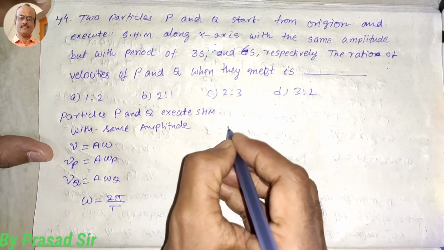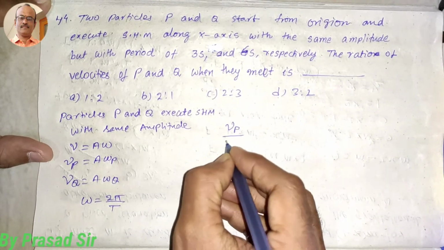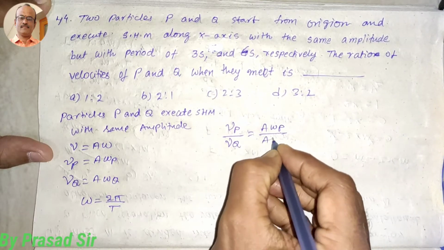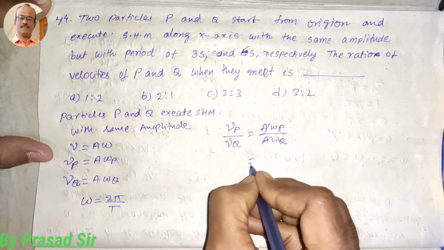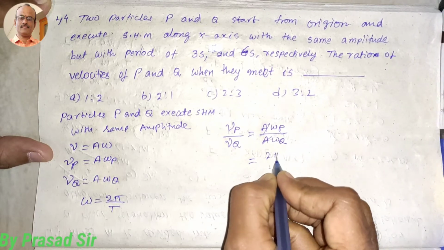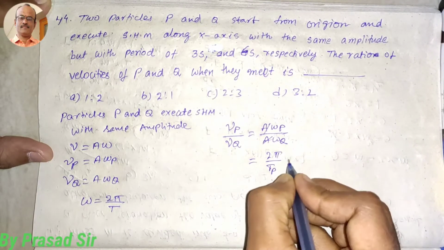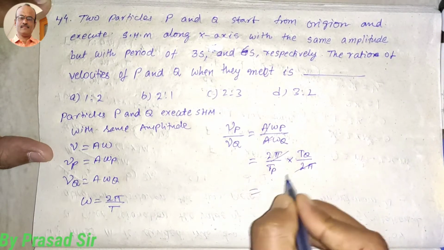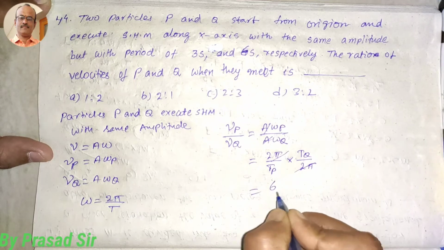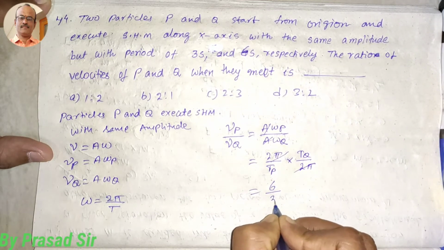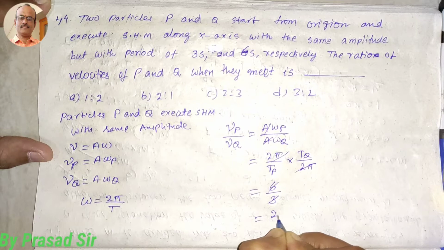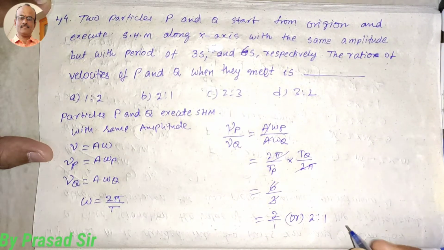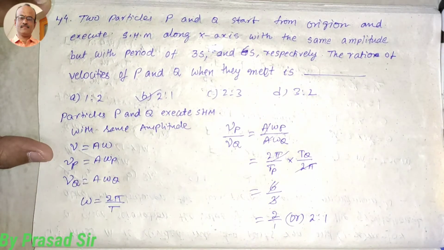But here we will take the ratio. Velocity of particle P and velocity of particle Q is equal to a omega P and a omega Q. A cancels. Omega P is nothing but 2 pi by time period of P, into time period of Q divided by 2 pi. 2 pi cancels. Time period of Q is 6 seconds divided by that of P, 3 seconds. So the ratio is 2:1. So what is the answer for this one? Option B.